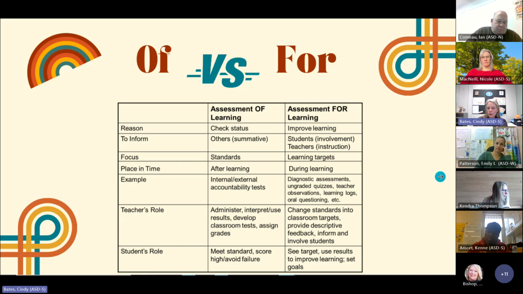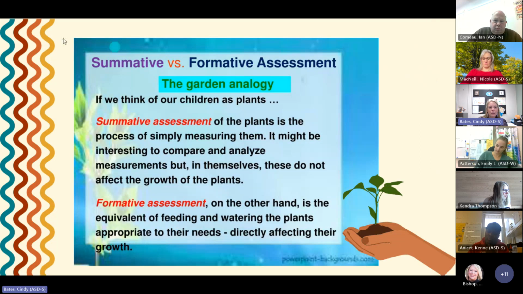Okay, so with assessment for learning, it's about seeing the targets. It's about using those results to improve their learning and to set goals for the next time. So as you can see, this is really where we want to spend most of our time assessing, because by the time we get to the assessment of learning, really, we're kind of looking behind us.